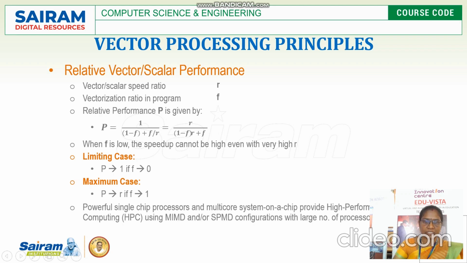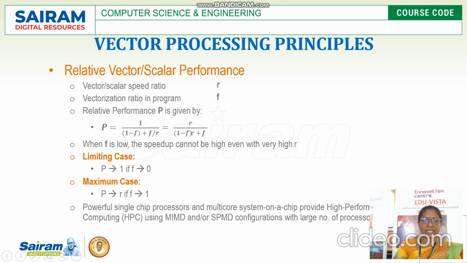It is indirectly proportional to the factor F. When the value of F is low, we cannot achieve the speed up, so the performance will again be low. That is, when the value of F is low, the speed up will not be achieved much.